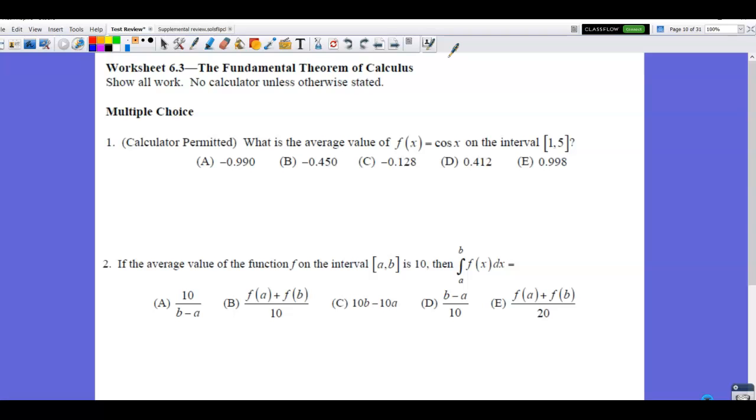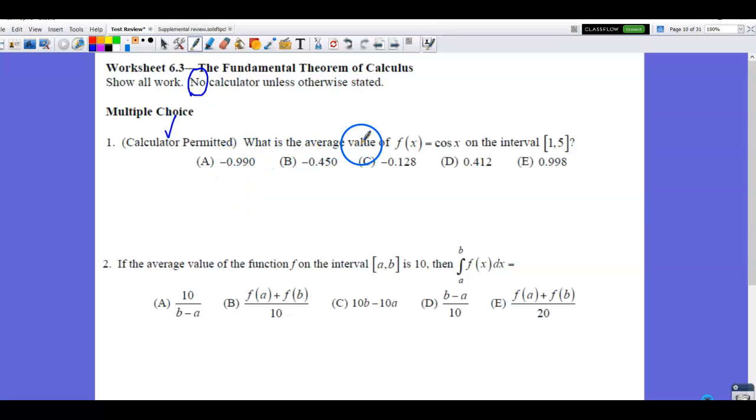All right, so I'm going to go ahead and get started here on this first problem. The directions are show all of your work, and it says no calculator unless otherwise stated. Now, some of these problems are calculator problems. So, for example, in number 1, it says straight up, first problem, calculator permitted. All right, I'm going to read the problem. Listen carefully to how I break down the words.